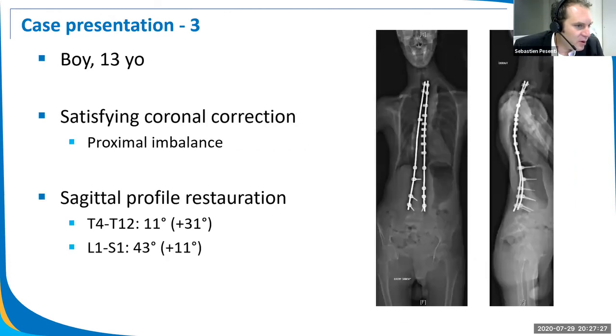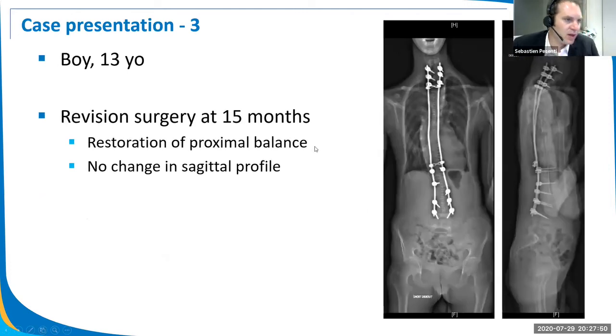So the problem in this patient is that the proximal imbalance was worsening, as once again we didn't have a good fixation. It's a little bit the same as the previous one, except that this one, being a Marfan syndrome, was much more flexible, and the proximal imbalance did worsen. So I did a revision surgery at 15 months, and as you can see, we released the bands as this part of the spine was fused.